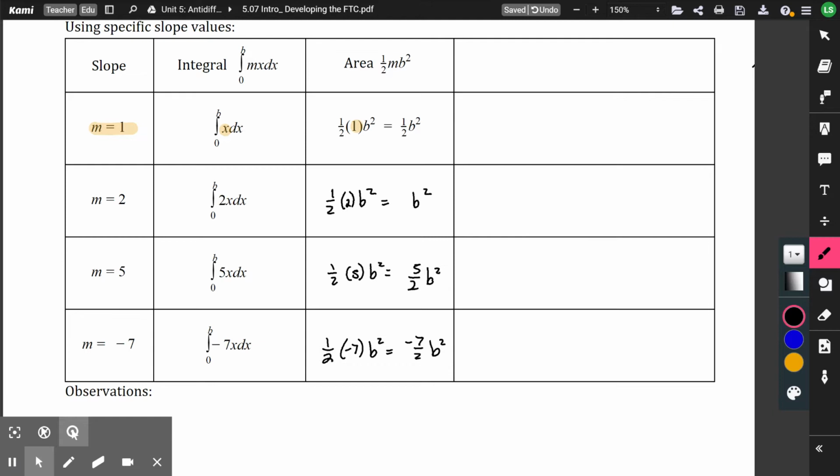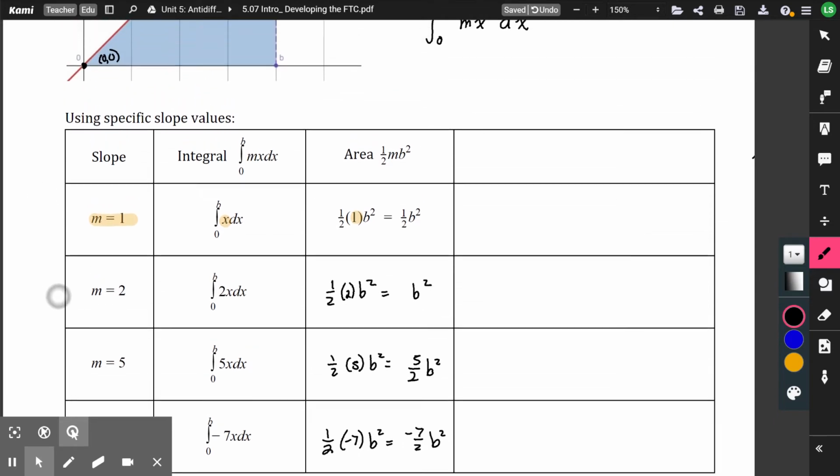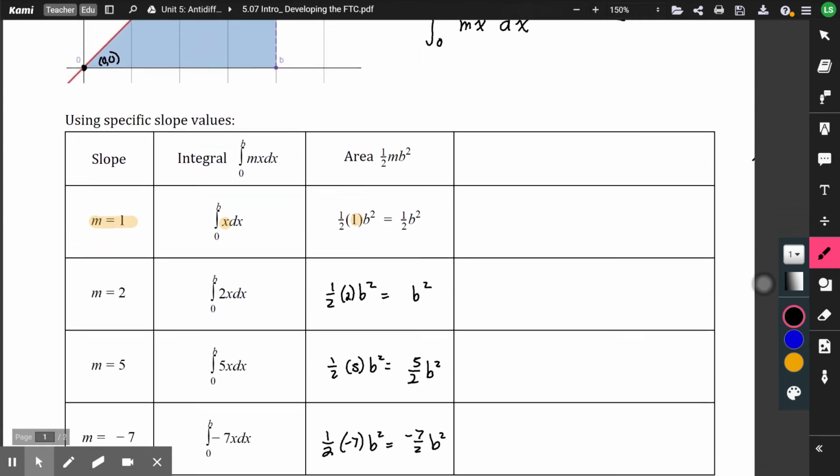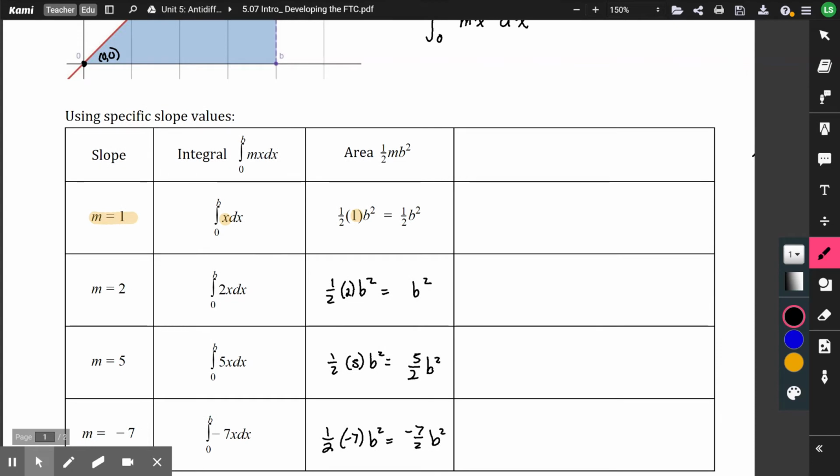So here are the resulting areas that we come up with depending upon how big the slope is. The next thing we're going to do in this last column is compare what would happen if we took the antiderivative of what is inside the integral. So working with the very first integral for m equal to 1, we have x as our integrand. So the antiderivative for x would be 1/2 x squared plus c.